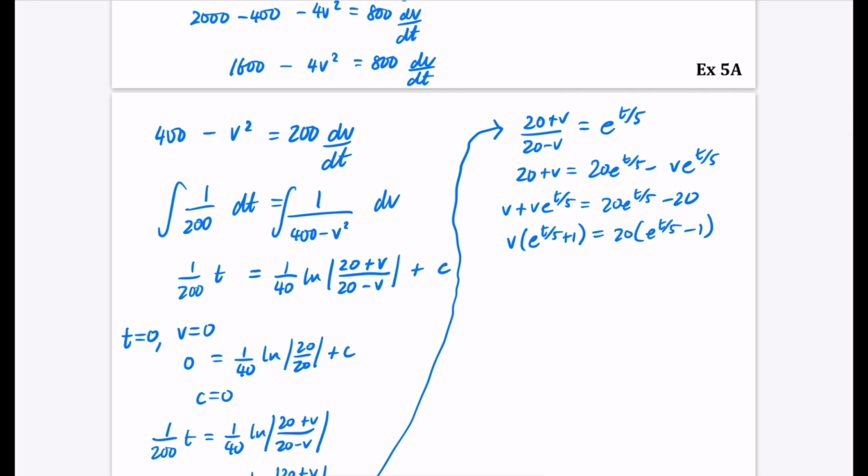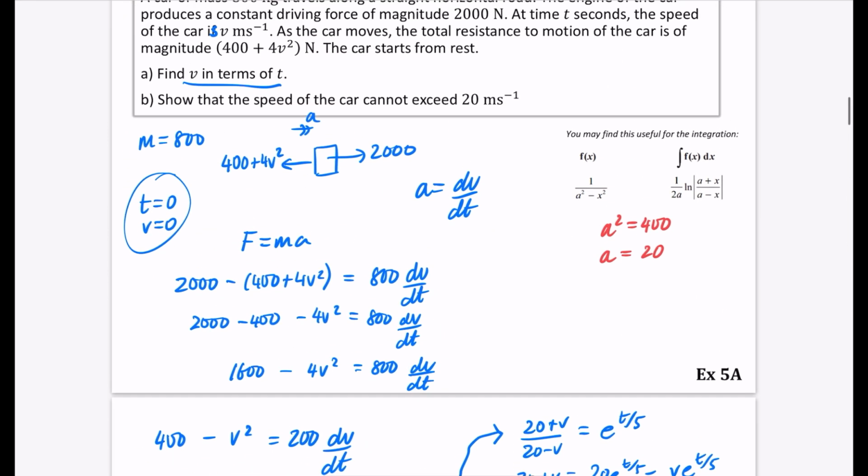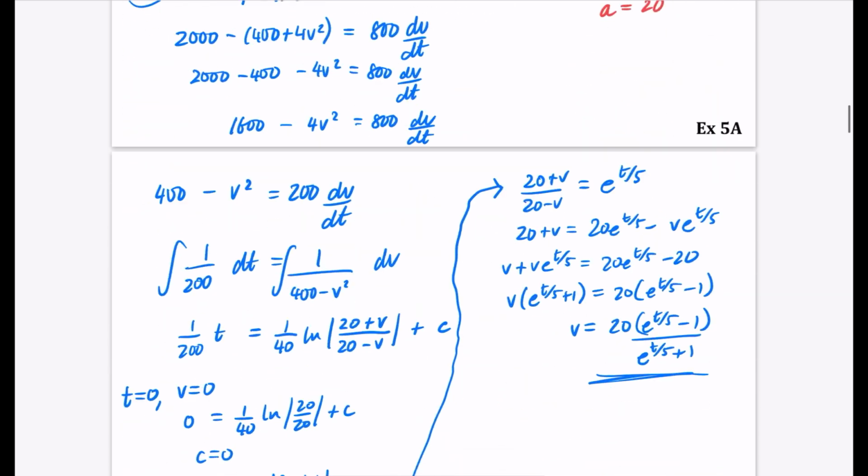I think we did an example really similar to this in kinematics. So if you were doing that video recently, you might recognise this. Very similar numbers, very similar structure. So this means that my speed is this. This is v in terms of t. And then it says, show that the speed of the car cannot exceed 20 meters per second.